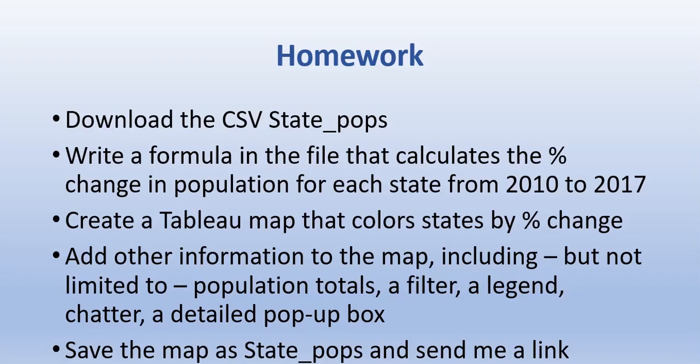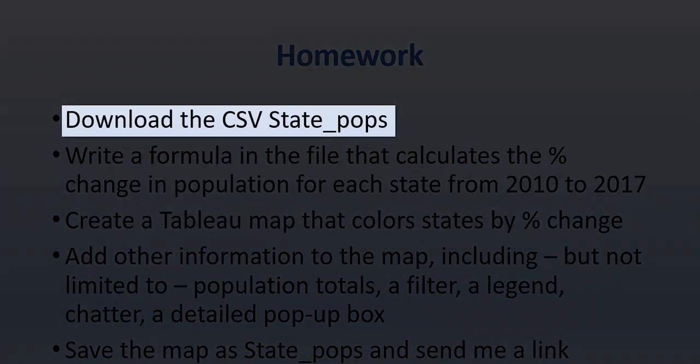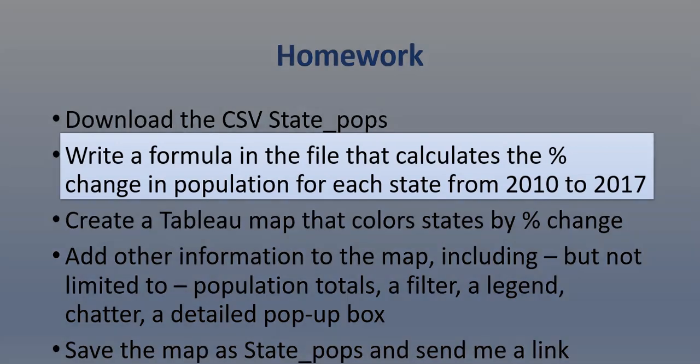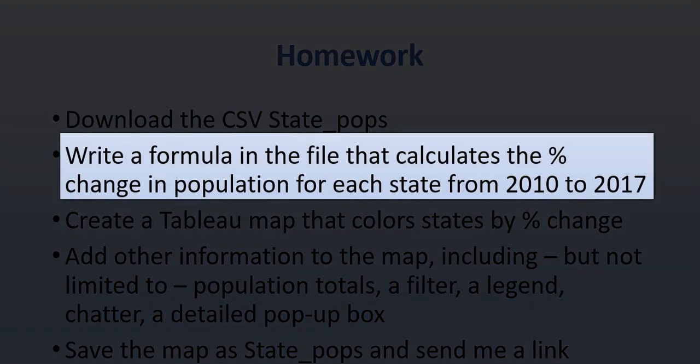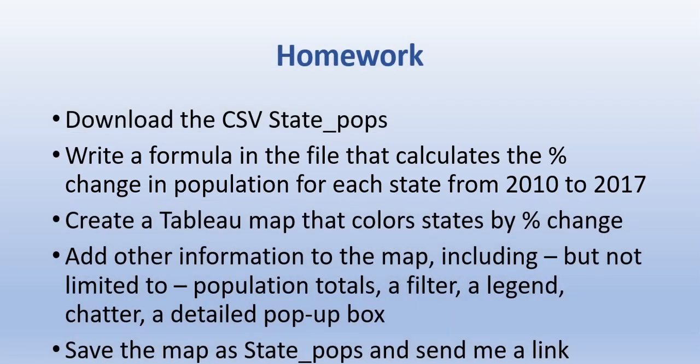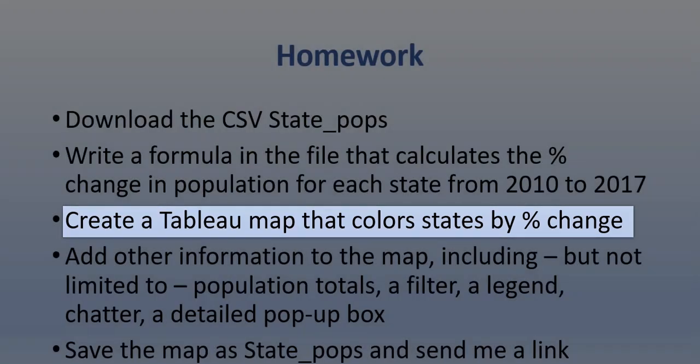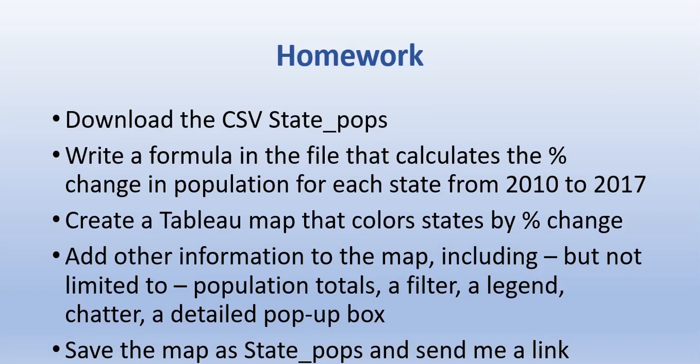Okay, here's your homework. Download the CSV file called State Pops. I posted that online. Write a formula in the file that calculates the percent change in population for each state from 2010 to 2017. There's a column that you'll have to fill in that has the percent change. Then create a Tableau map that colors each state by the percent change in population.